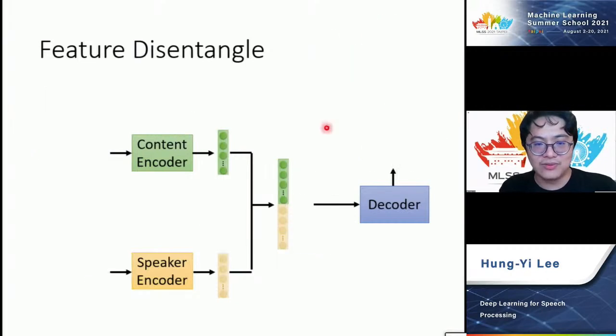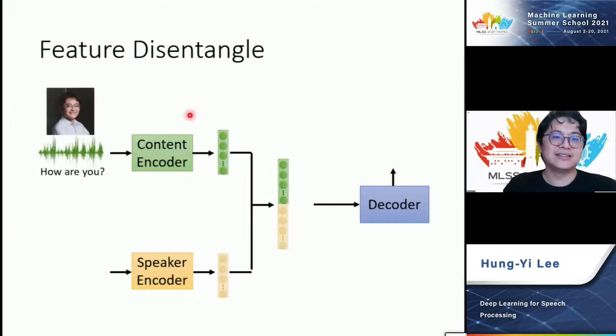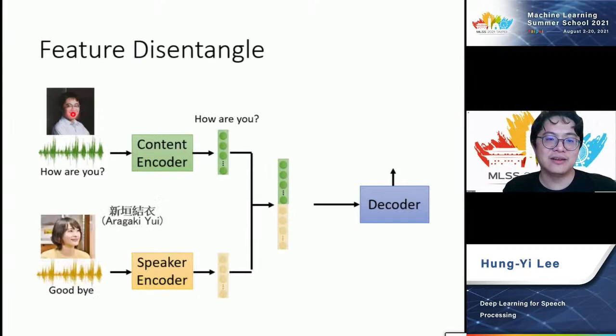Okay, so now we have a content encoder, a speaker encoder, and we have a decoder. Then to do voice conversion, what you have to do is use the content encoder to extract the content of this male speaker. Then here we have a female speaker.